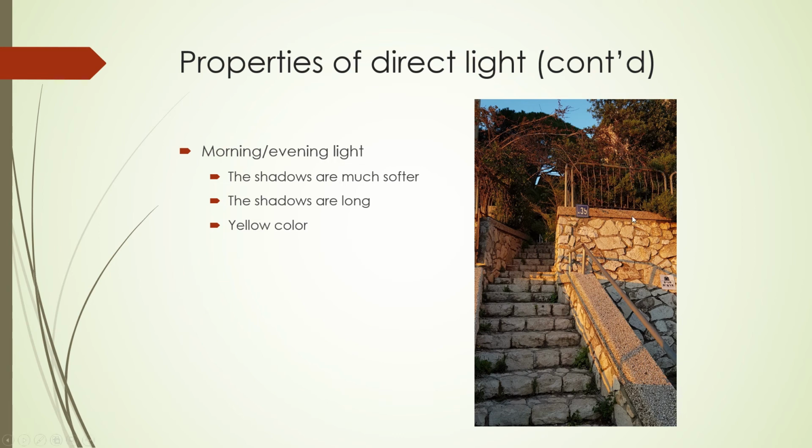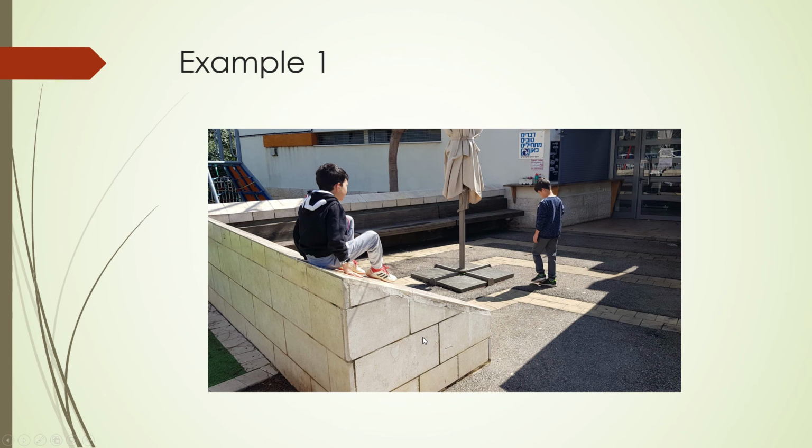And another aspect of morning or evening light is the yellow color. In the morning, it depends again on the lighting condition, but as a general rule, the evening light is really yellow, and gives a special mood to the pictures that can be used for getting a certain effect on the viewer. So let's look at several examples.